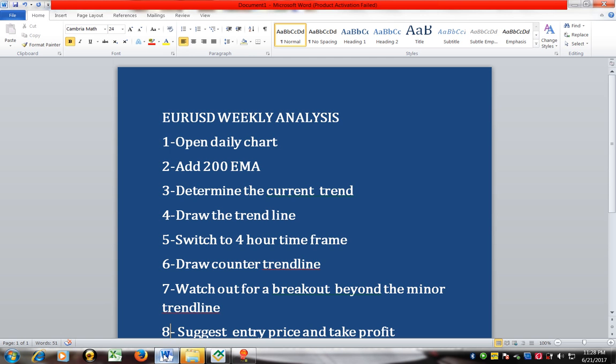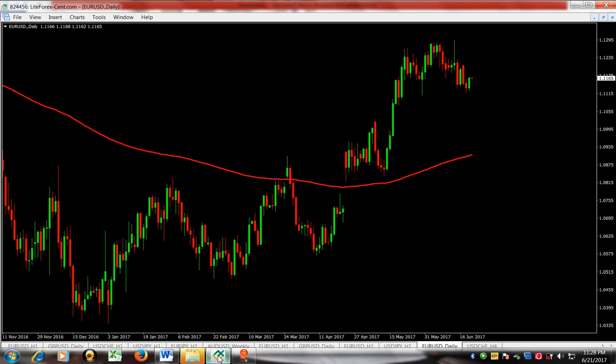Then the next is to determine the current trend. Like I said earlier, the moving average helps to determine the direction of the general trend. Since we have the current price, a new candle has opened for today, being Thursday. This was the activity that happened on Wednesday. Now just opened for today.